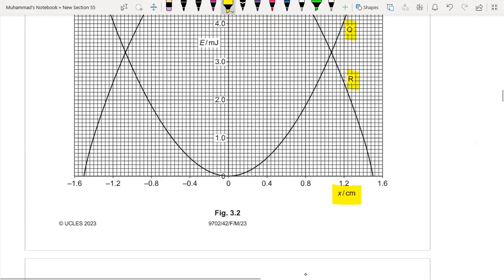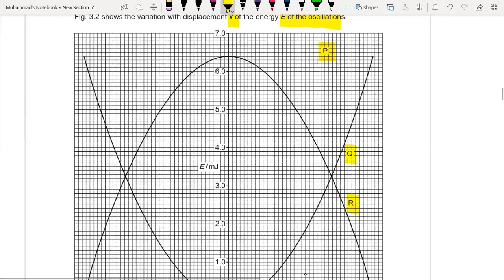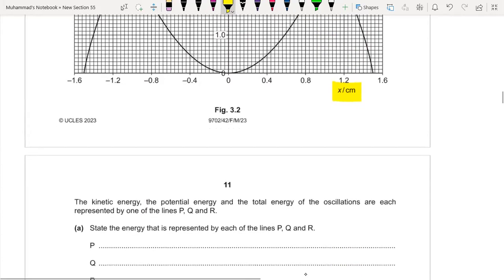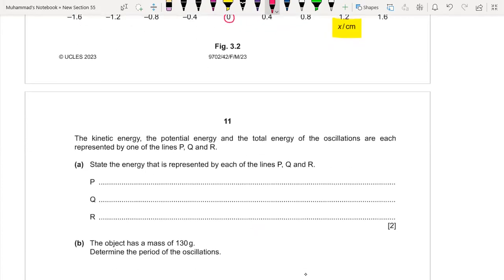You can easily identify that out of these three graphs, which graph represents kinetic energy, which represents potential energy, and which represents the total energy. And where is the total amplitude? From this graph, you know that over here, this is mean position, and this is the maximum position. This is the amplitude. From here, we can find amplitude. State the energy that is represented by each of the lines P, Q, R.